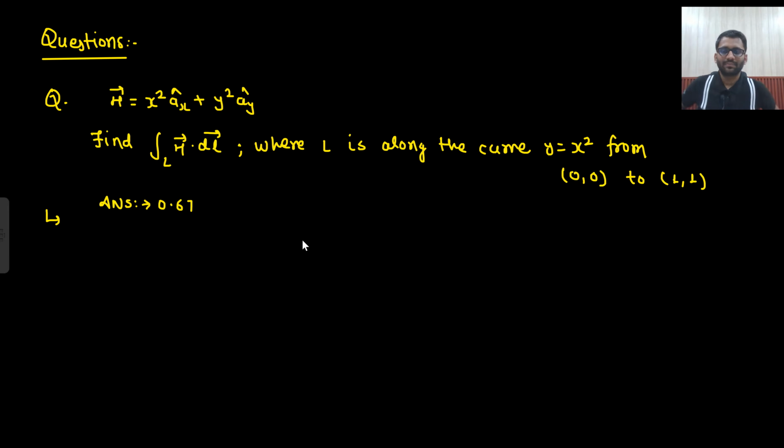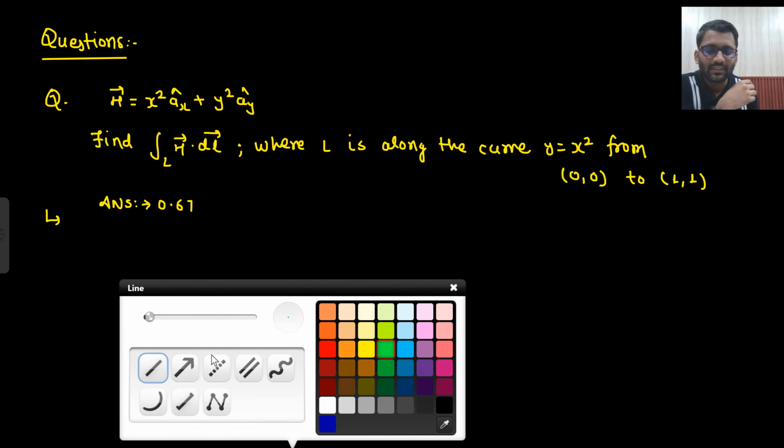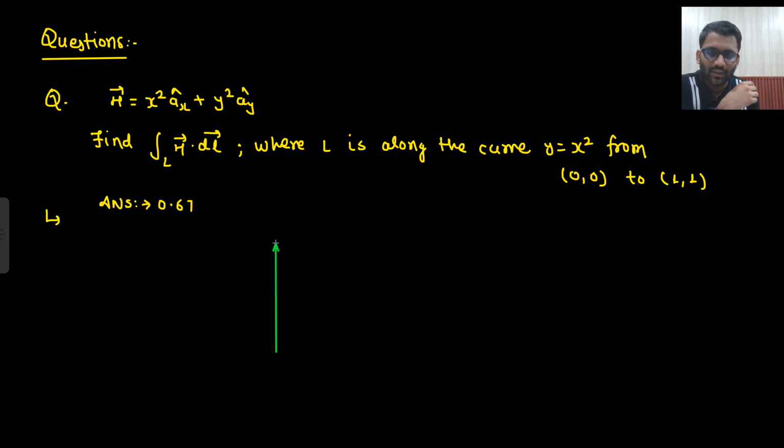Let's solve the questions now. So you need to solve this question. H dot dl you need to find along the curve y equals x square. Let's see the meaning of this. So first make the curve y equals x square.